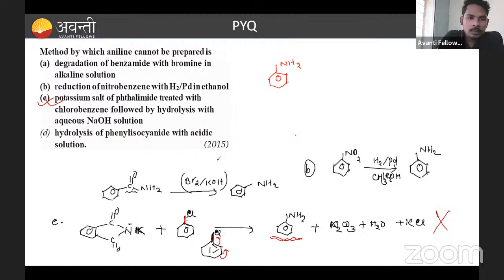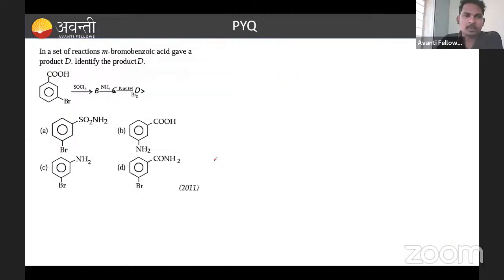Let's proceed to the next question. Okay, so now solve this one. So here everything is fine. Okay. So tell me this one, how to find out option D. Here we are given bromobenzoic acid reacting with SOCl2. After that we add NH3, and after that bromine in the presence of NaOH. So what is the product D? We have to find out.